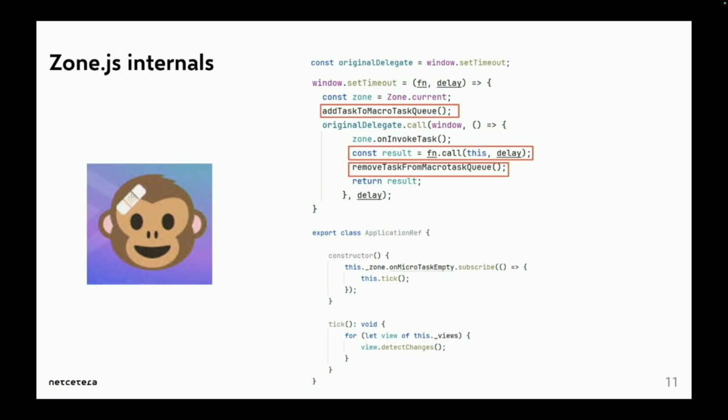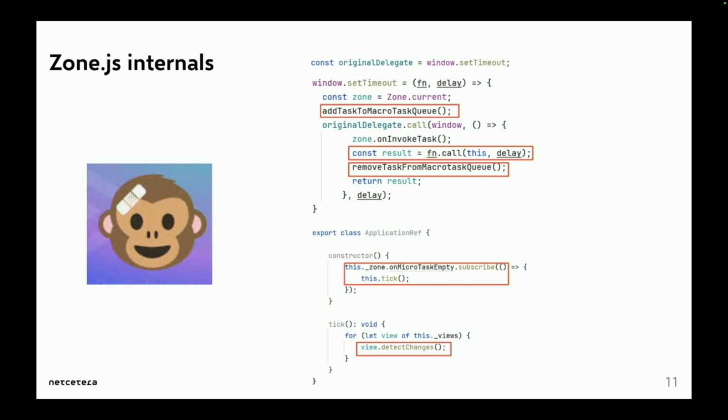How does it do this? First, it removes the task from the macro queue, and then, as I mentioned, all of the microtasks run. And once this queue is empty, there is this subscribe block, so it listens to this event and calls the tick. And tick is the signal that the Angular framework under the hood listens to, and whenever it receives a tick, it just goes through all the internal views and re-renders everything.